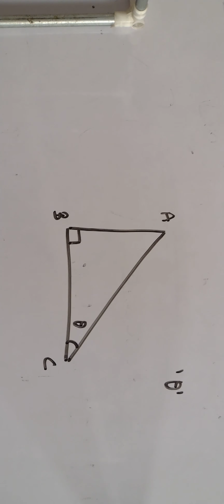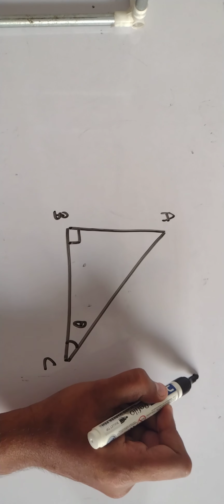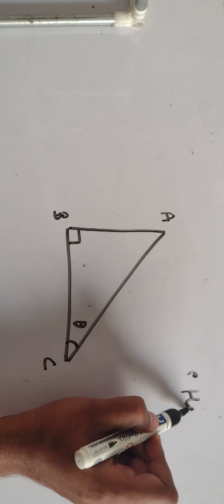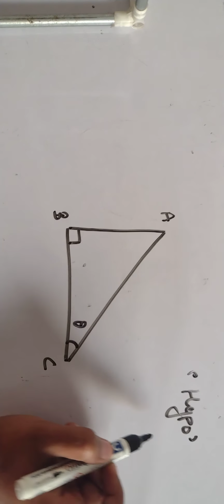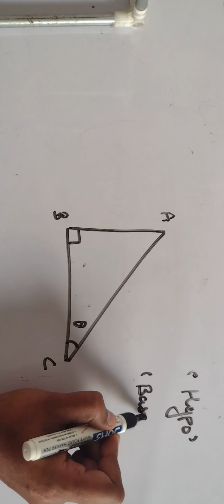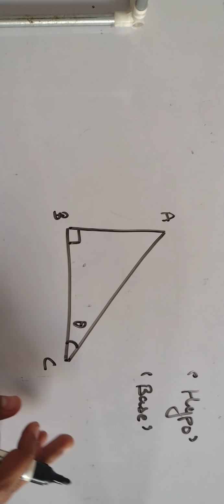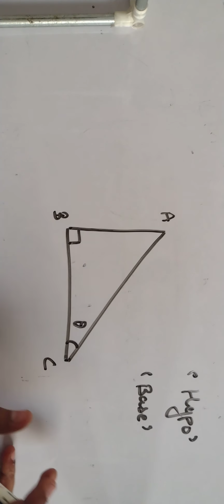There are two terms, guys. One is hypotenuse, that you are very much aware of. What do you mean by hypotenuse? The side opposite to 90 degrees, so this will be the hypotenuse. And next is base. What do you mean by base? I will tell you just in a minute.